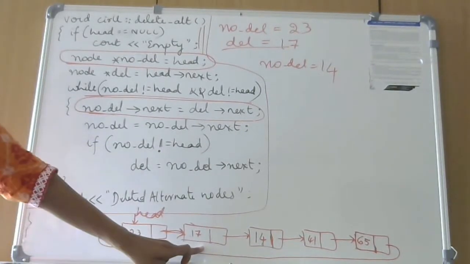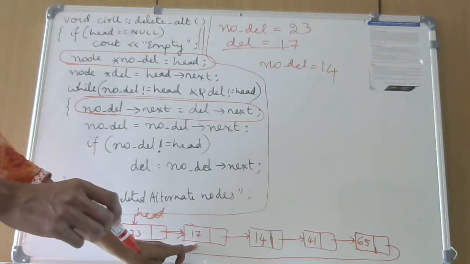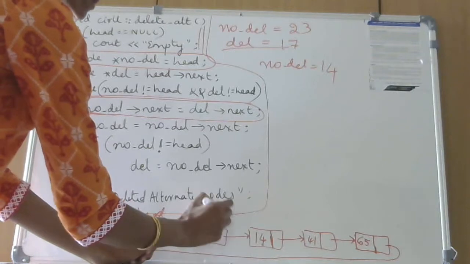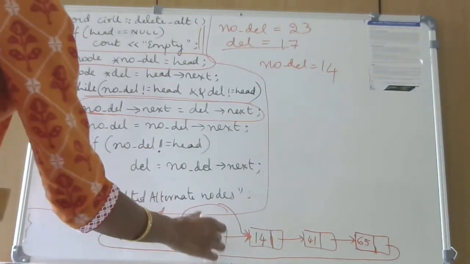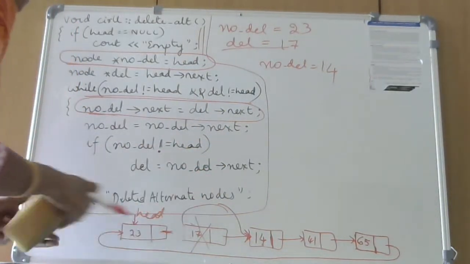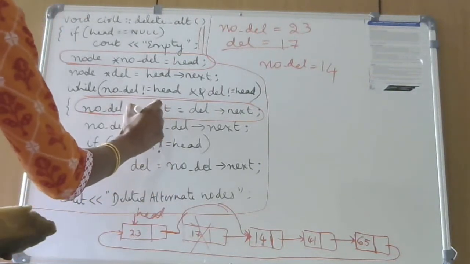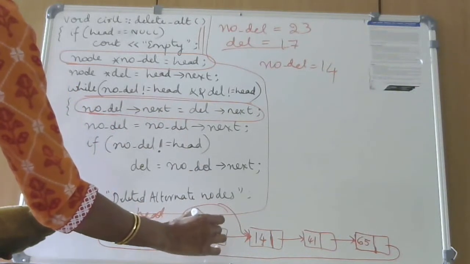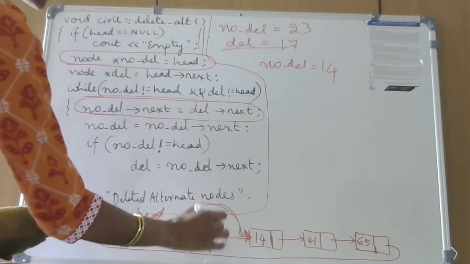noDelete of next is what? 17. So, noDelete of next is 14. So, this will come now and point here. That is how I try to delete this 17. Are you getting? noDelete of next is this particular link. This link will now be pointing to delete of next. This is your delete. Delete of next is what? This one. So now this will point to here. So that means this node is gone.